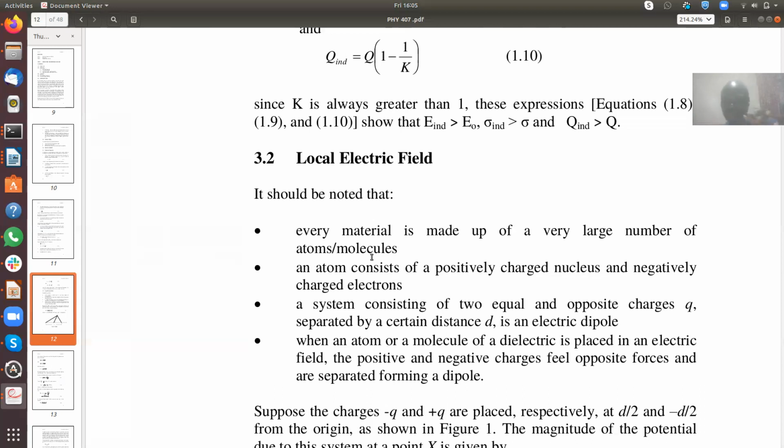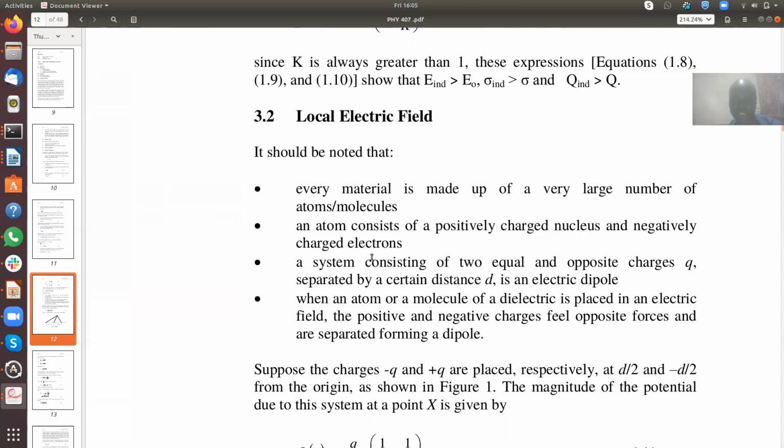So, when an atom or a molecule of a dielectric is placed in an electric field, that is, when you put an atom or a molecule of a dielectric material in an electric field, what happens? The positive and negative charges feel opposite forces and are separated, forming a dipole.